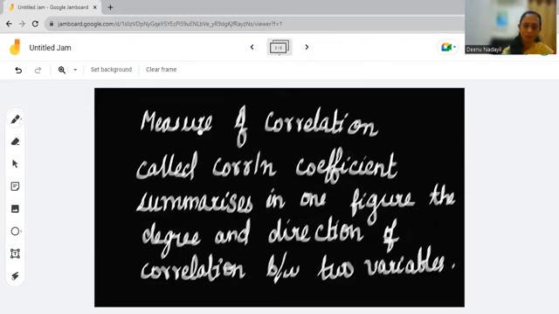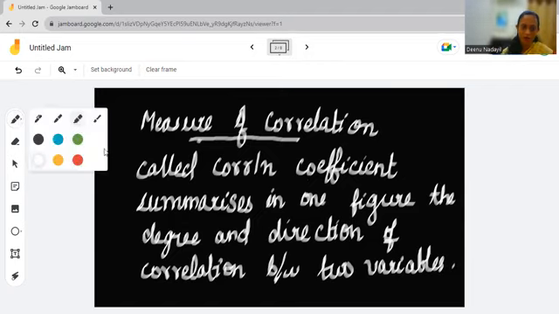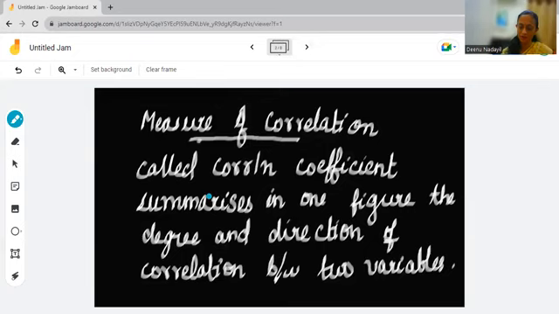And how do we measure it? The measurement of correlation is called the correlation coefficient. It gives us, in one number, the degree and direction of correlation between the two variables. So in one number we can measure this correlation, by means of the correlation coefficient.